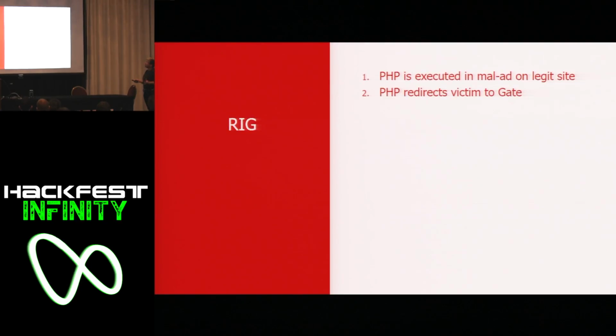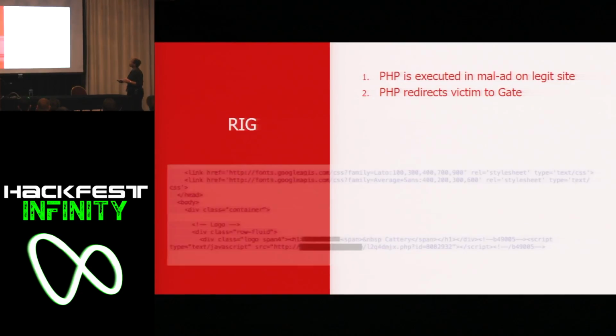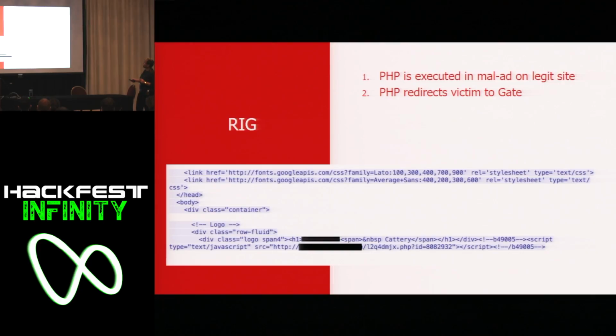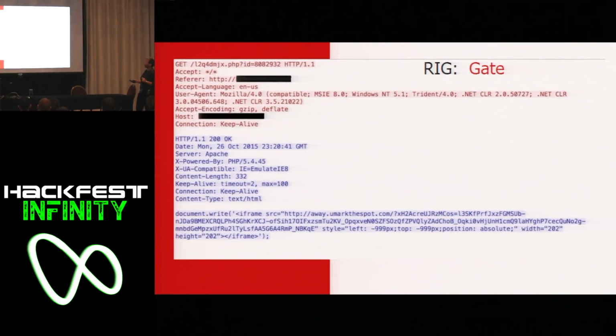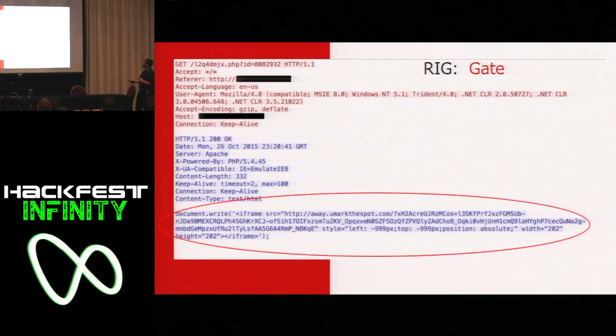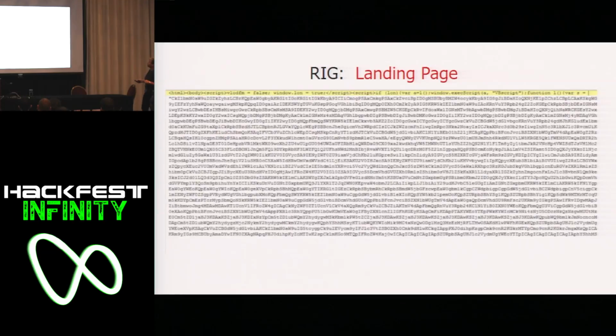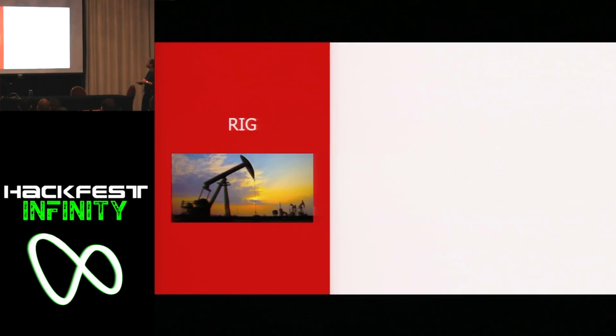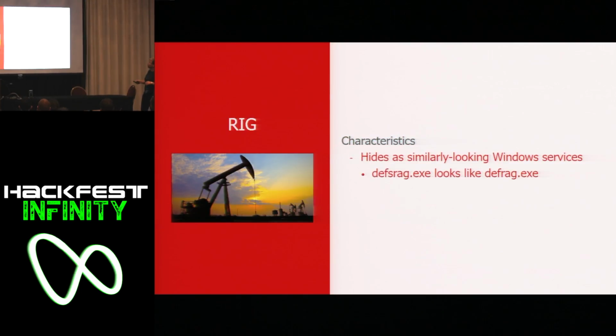RIG tends to prefer PHP as its programming language of choice. And you can see here in a malicious ad, it's got a redirection that takes you to a gate. And at that gate, of course, this compromised website has a malicious iframe. In the landing page, it's some malicious VBScript. RIG likes to focus on Windows services and likes to hide itself looking like legitimate services.